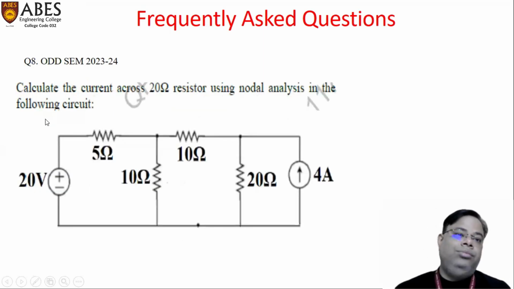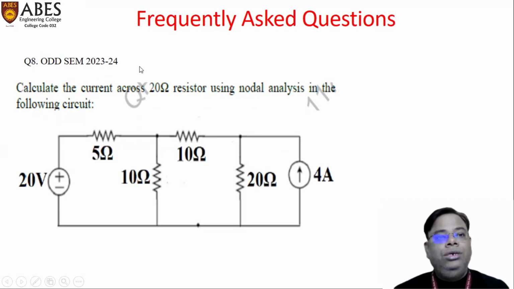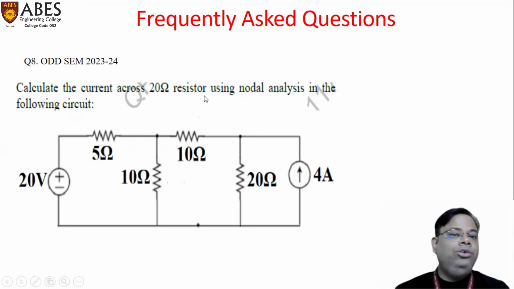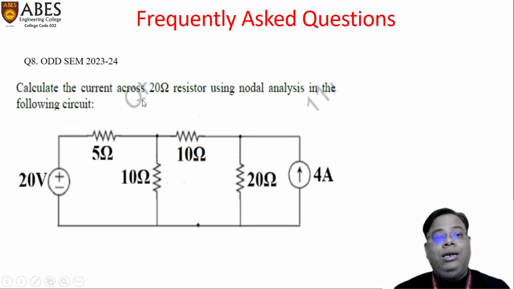Next question, this one has been asked in the odd semester 2023-24. In this question, you can see: calculate the current across the 20 ohm resistance using nodal analysis in the following circuit. Calculate the current in the 20 ohm resistance using the nodal analysis method. Again, we have to find the number of nodes in this circuit.